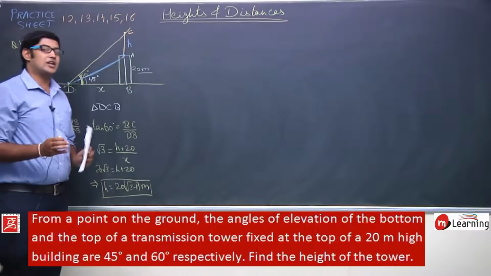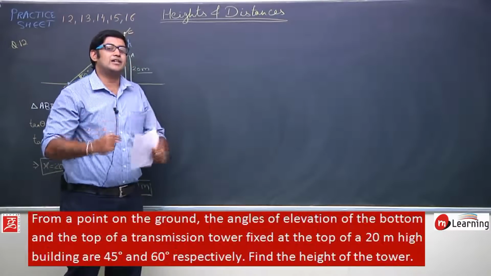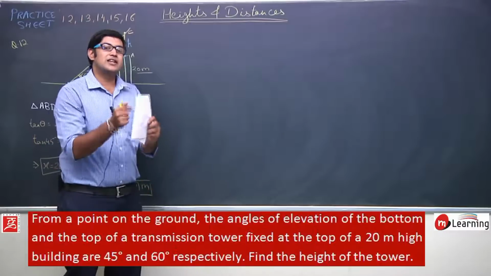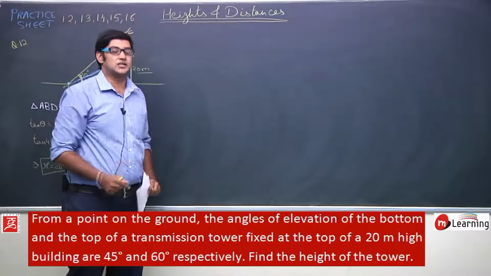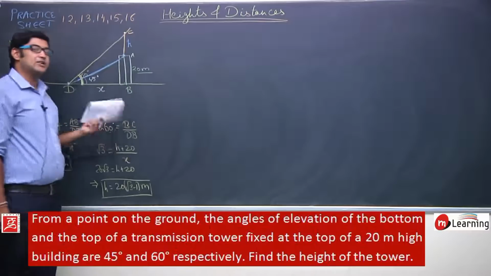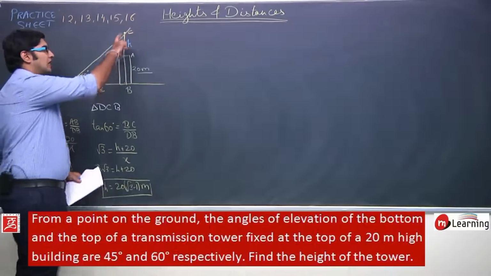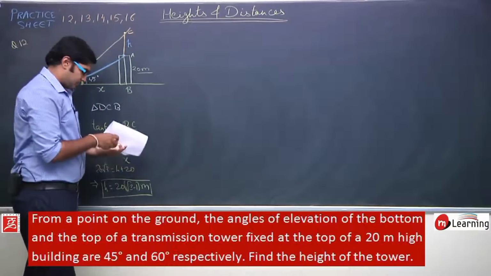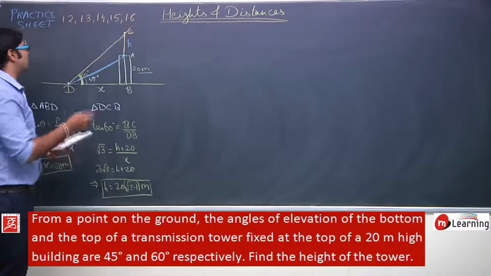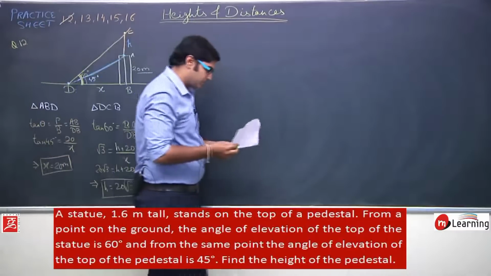So try to understand the approach of the question. First I have drawn the line diagram, then I determined the triangles that are getting formed, then I determined the relation between the triangles. What is the common thing between the triangles, okay, and we can see DB is the common. So from this I can get the value of height of the tower, okay. So this is the solution for question number 12. Let us move to question number 13.